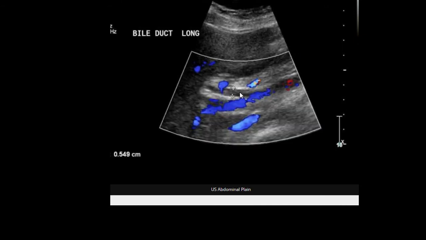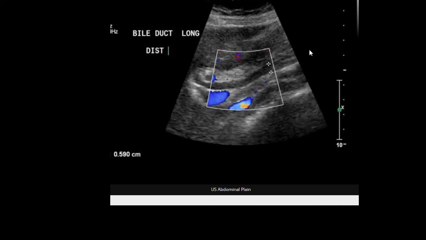Here we have the common bile duct measuring about 5 millimeters. That's within normal limits. The top normal is 6 millimeters, and that's usually for a patient under the age of 50.